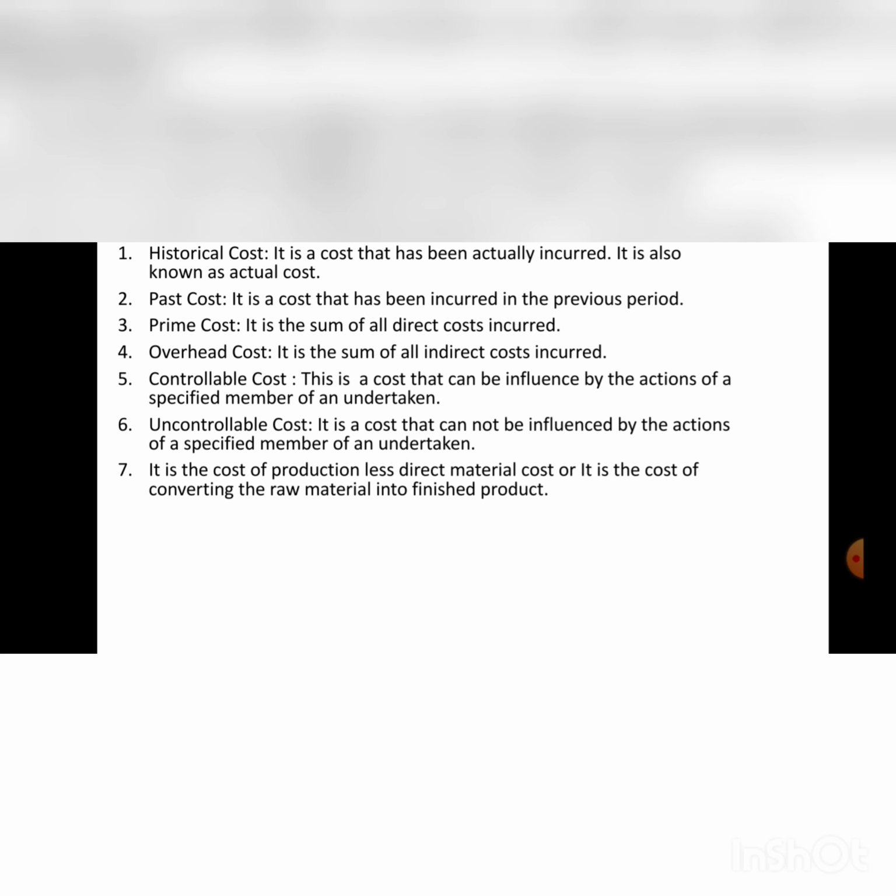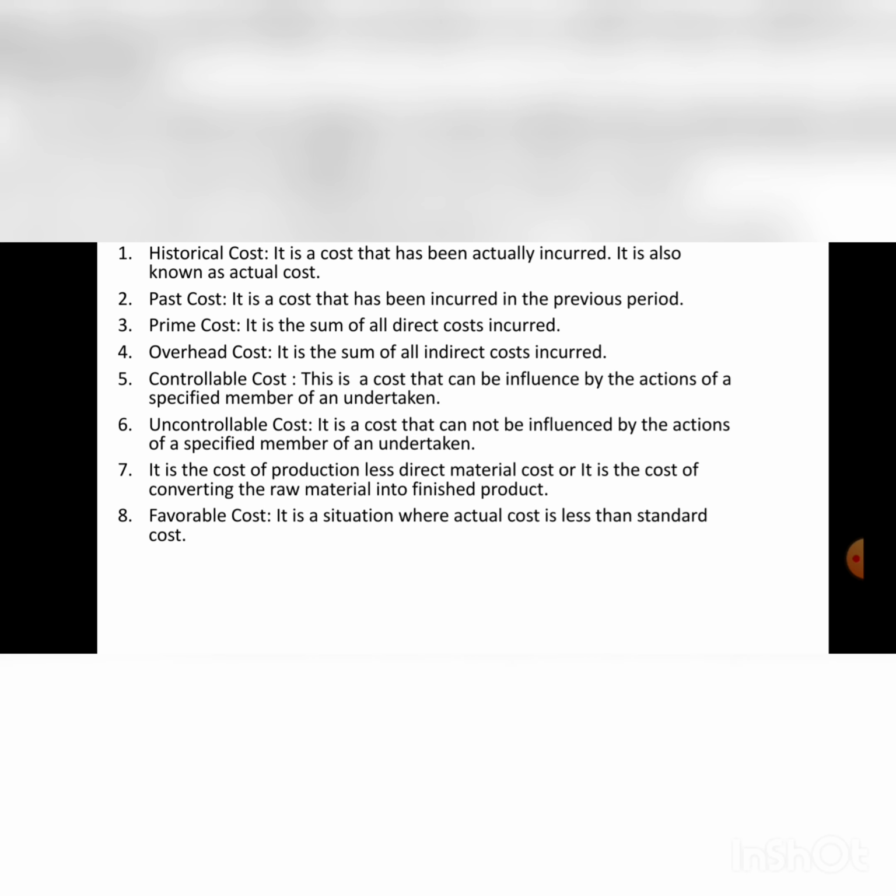The seventh one, it is the cost of production less direct material, or it is the cost of converting the raw material into finished product. So this is conversion cost. Conversion cost is the cost of production less direct material cost, or the cost of converting the raw material into finished product.